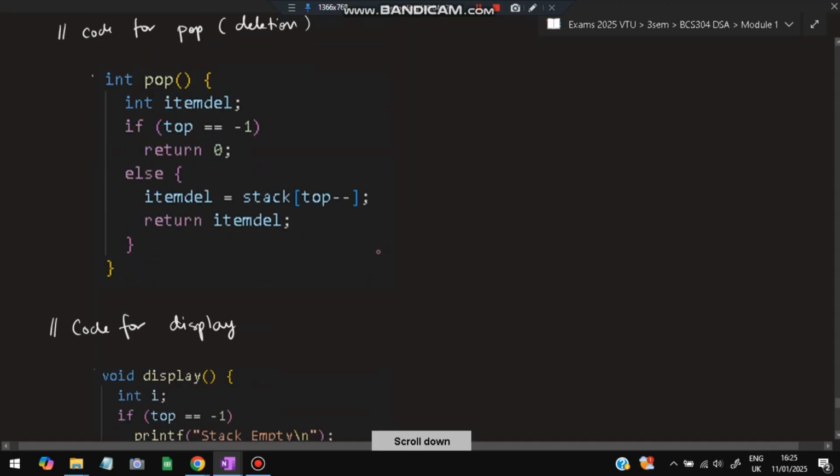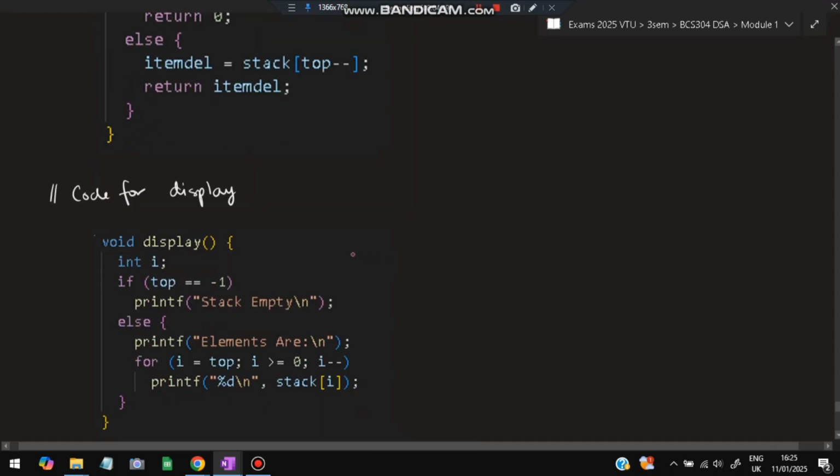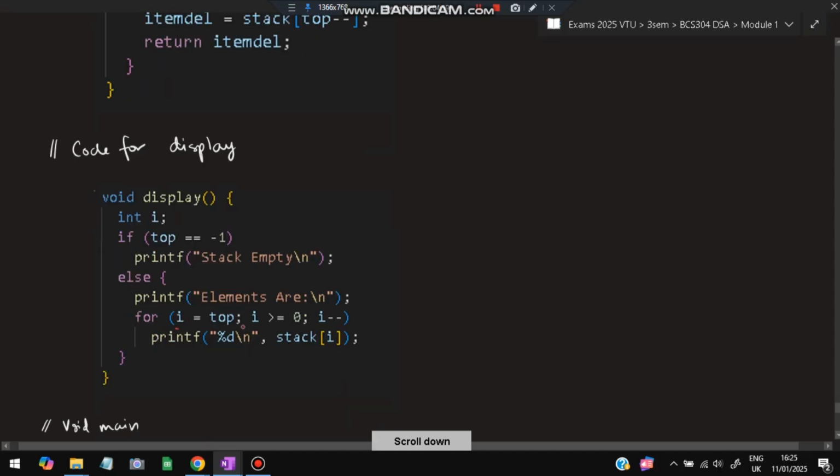Okay, next is the code for display. In display, first we take int i. Very simple, we'll be traversing here. If top is minus 1, it means the stack is empty, else we have to print the elements. How do we print the elements? i is equal to top, i greater than or equal to 0, i minus minus. i equal to top means it will start from here, and greater than or equal to 0 means it will come down till here. Till it comes here, it should run.